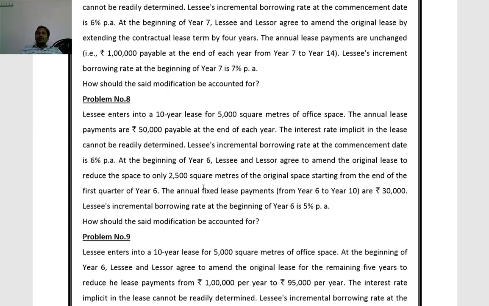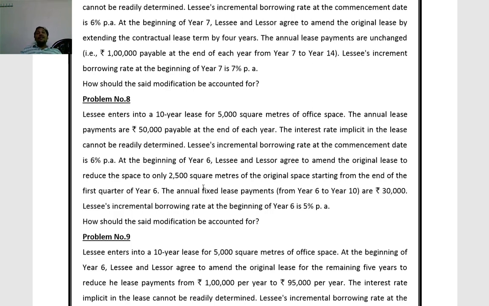Then we have to remeasure the lease liability with revised terms and revised discounting rate. Before that, first we have to calculate the initial measurement of lease liability. This modification happens at the beginning of sixth year. So over a period of 5 years, we have to prepare a schedule for lease liability and find the balance of lease liability at the beginning of sixth year. Same way, for the ROU asset, we take the initial value, depreciate it for 5 years, and find the balance at the end of fifth year or beginning of sixth year.